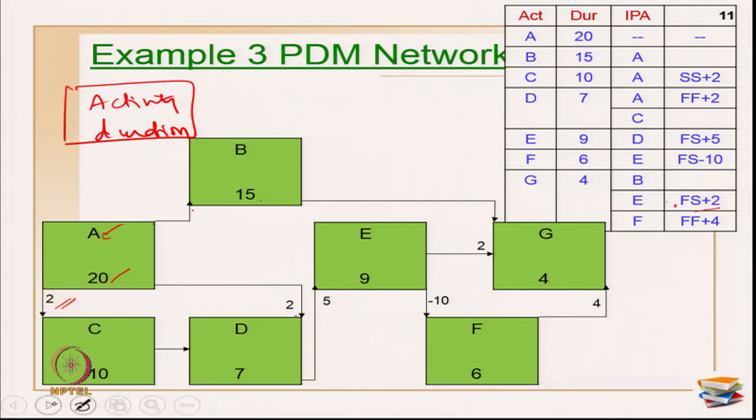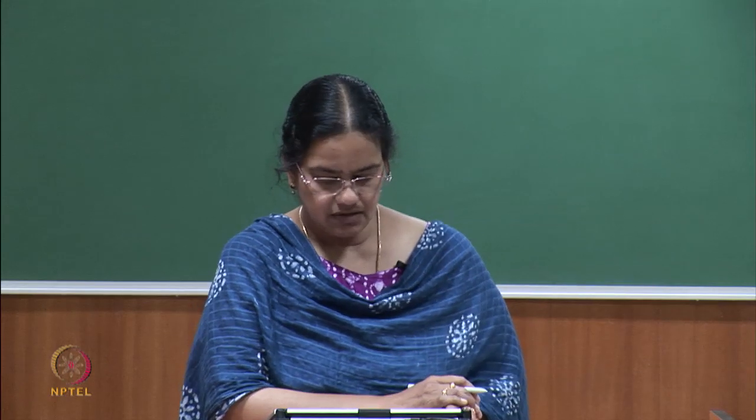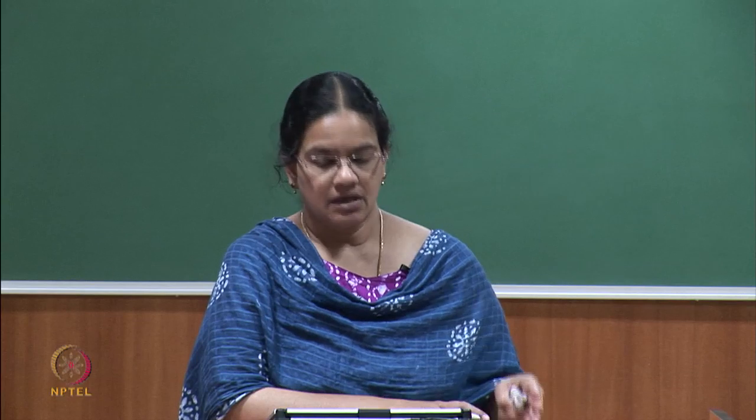Okay. So, now the network is drawn. Now, we will work out the contiguous activity execution. Contiguous activity execution is the same as your CPM network analysis on AON. Primarily, you have to calculate early start and early finish for the forward pass, late start and late finish for the backward pass, and you will be calculating total float. One thing you should keep in mind is that in contiguous activity execution, an activity once started has to be completed till the end.